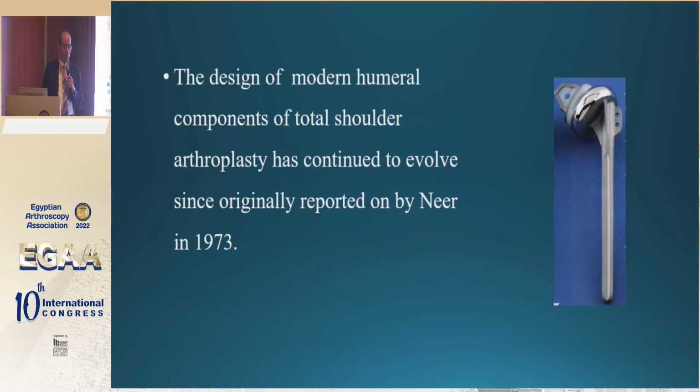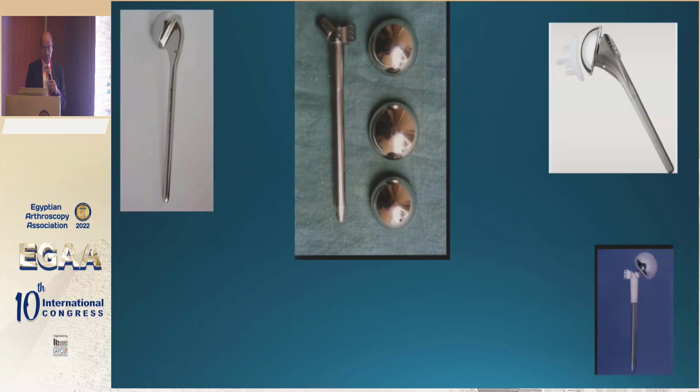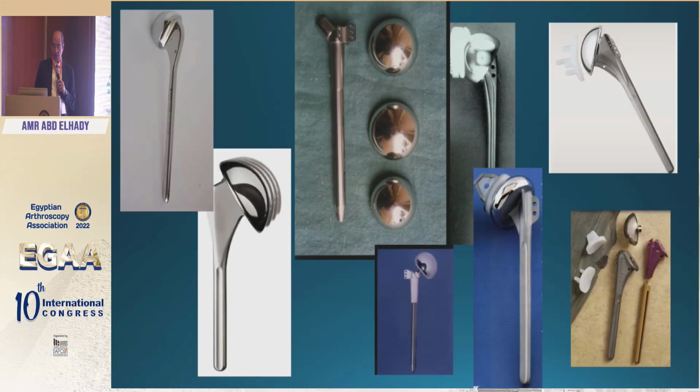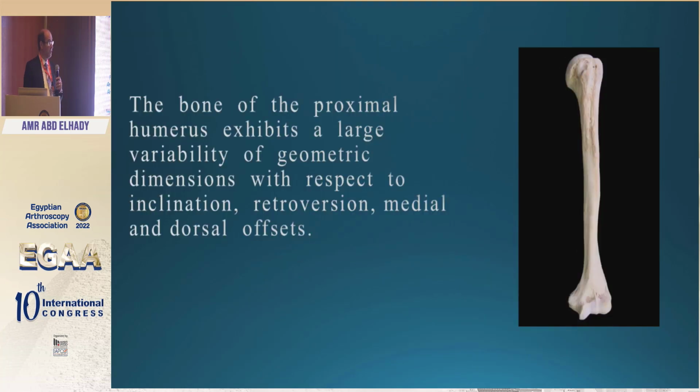The design of the modern humeral component of total shoulder arthroplasty has continued to evolve since originally reported by Neer in 1973. From there on, a plethora of implants were invented throughout these years. Why this evolution of new designs?